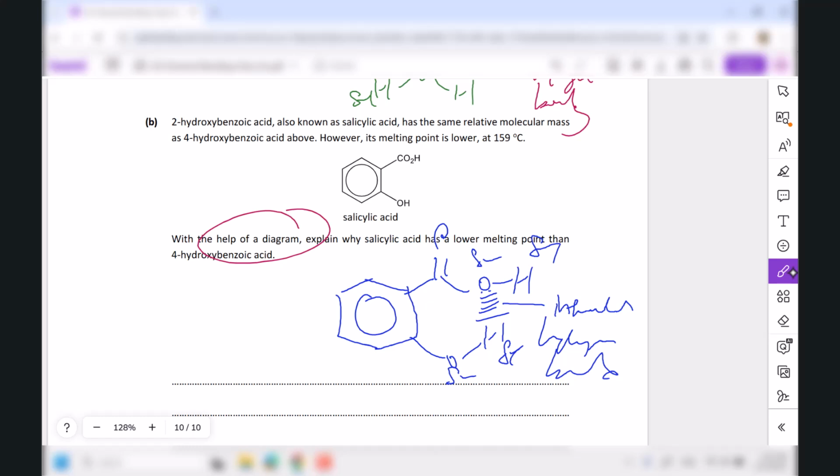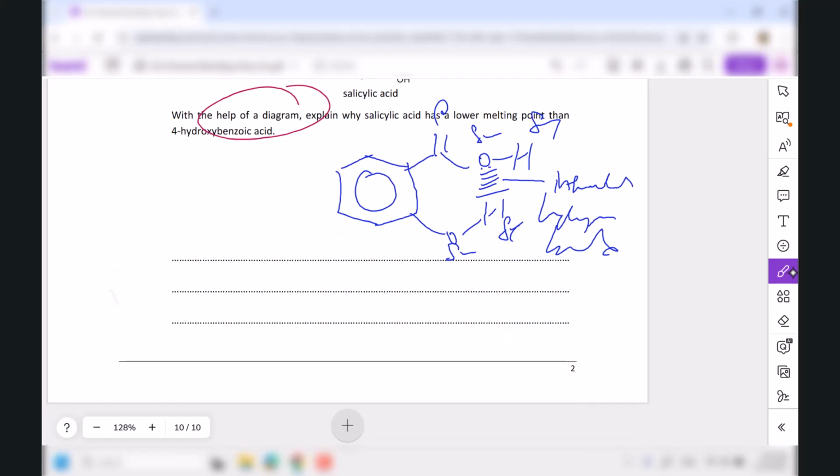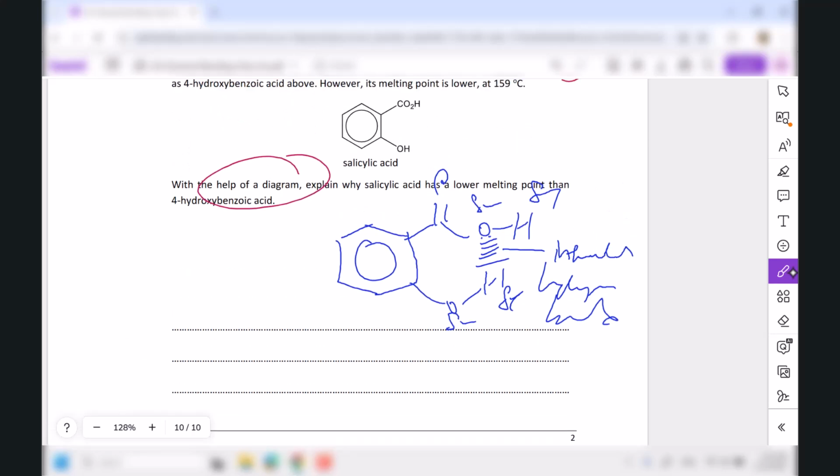Because it is weaker and less extensive, I will require less energy to overcome the intermolecular hydrogen bonds. Intramolecular may be quite high, but I will need less energy to overcome the intermolecular hydrogen bonds, because in melting we are overcoming intermolecular forces between molecules, not within the molecules. So therefore, the intermolecular hydrogen bonds in salicylic acid are weaker than the intermolecular hydrogen bonds in 4-hydroxybenzoic acid. With that, we come to the conclusion for class exercise 5. That will be the end of the class exercise series for chemical bonding.